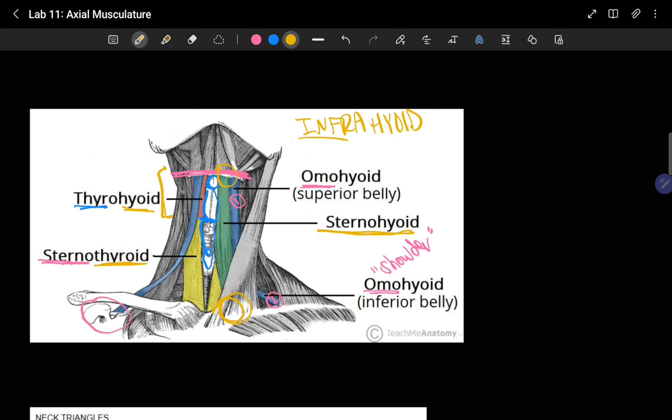So we've talked about three different levels here. We've got the level of the sternum, the level of the thyroid cartilage, and then we have our hyoid. So between these three different points, this is how we can name most of the muscles of the infrahyoid region.